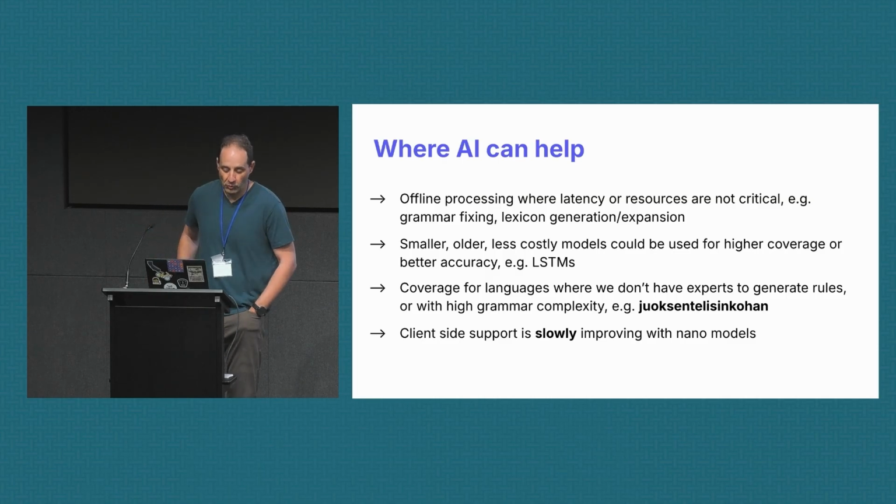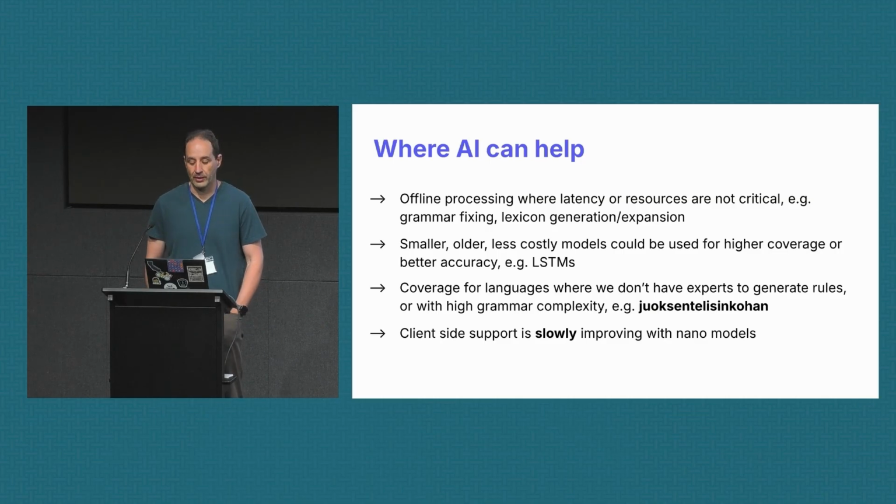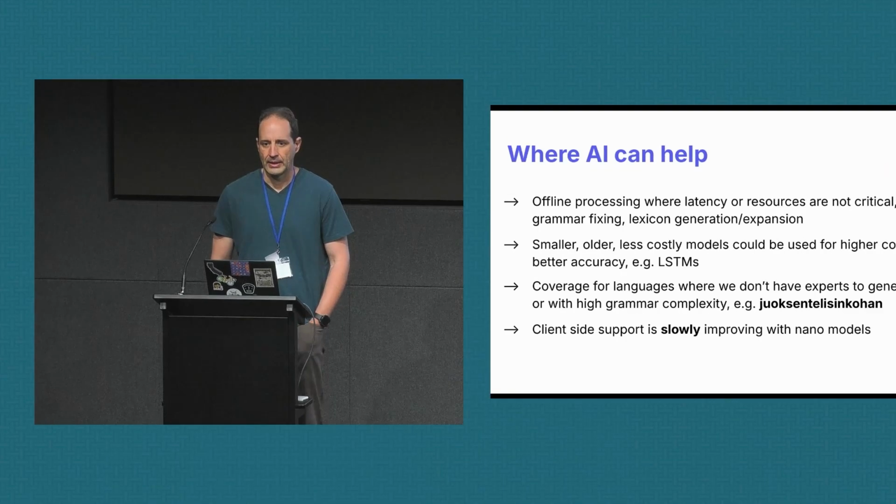And one interesting thing that's happening is that client-side support is slowly getting nano models. So Chrome 141 came out with some nano models embedded. Pixel phones 10 and above have nano models. The problem is that it's not consistent across the platforms, so you have to have stopgap measures between different platforms. So it still doesn't solve the problem, and it's years in the making until all devices have it.